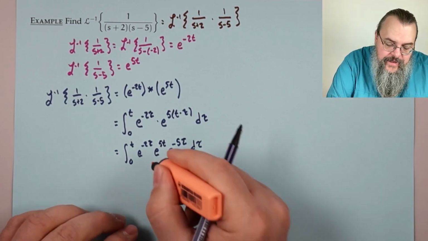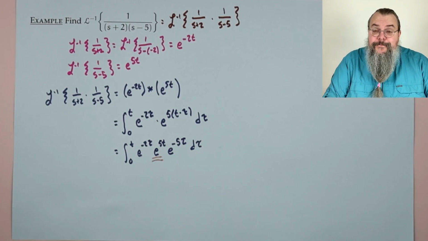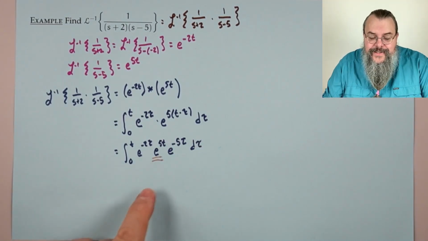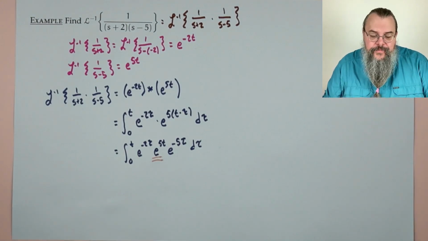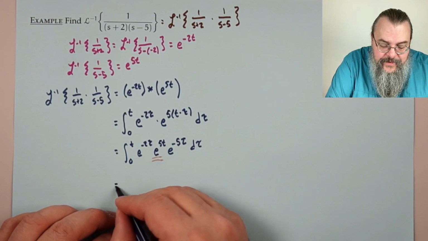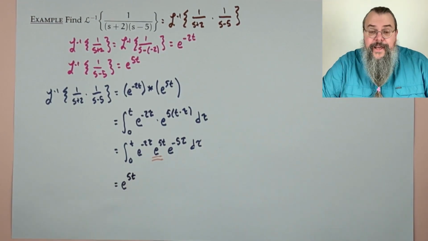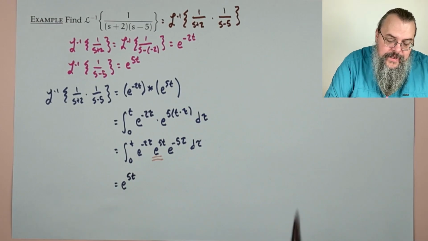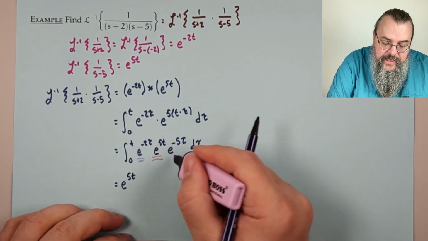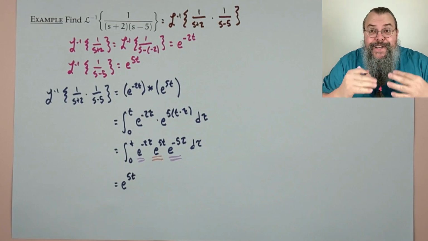A couple of things, though, that we can do. When we look at this e to the 5t, how do we think of it? We can think of it as a constant, because it doesn't depend on tau. So we say, okay, pull it out. So that can go in front, e to the 5t. Now, on the other hand, how do we handle the e to the minus 2 tau, e to the minus 5 tau? Well, the answer is we push them together.